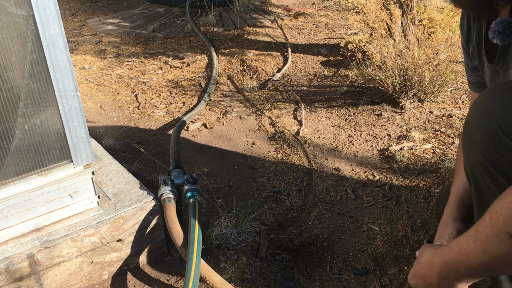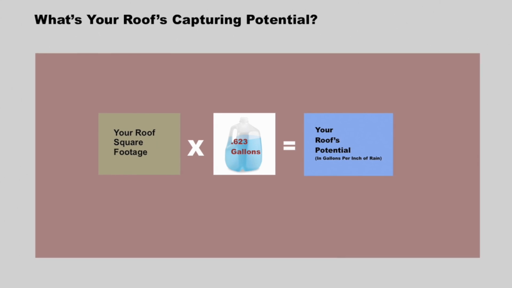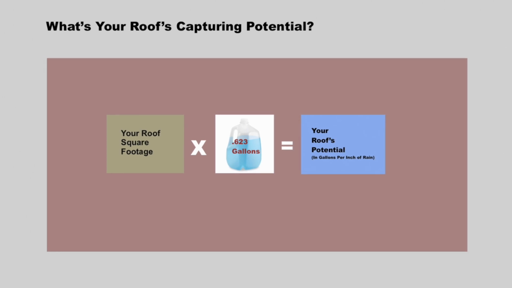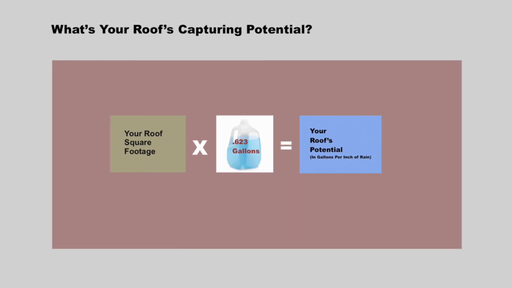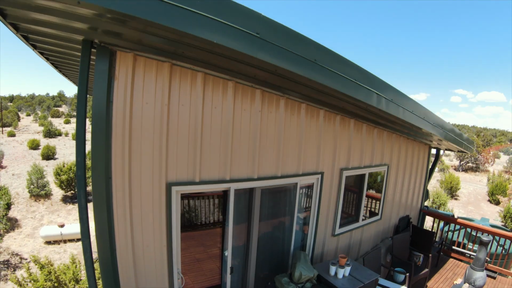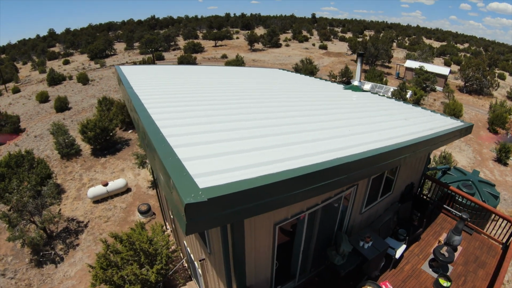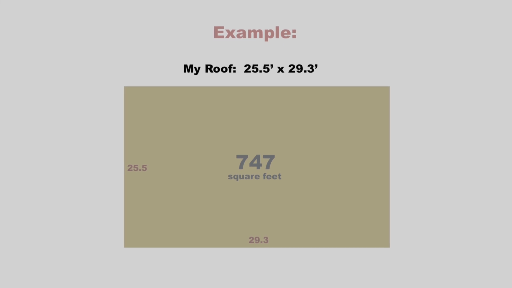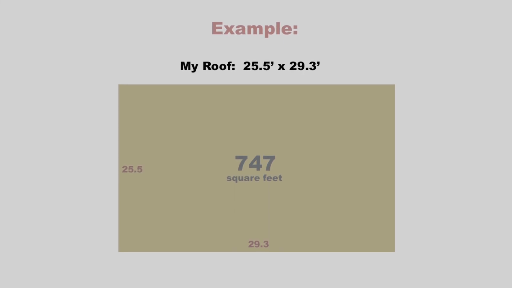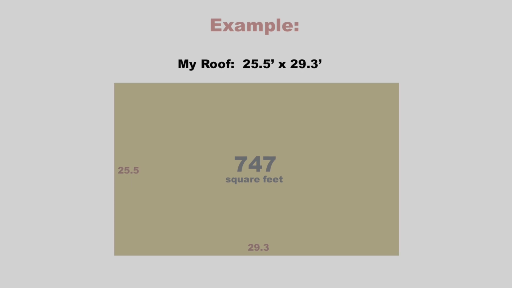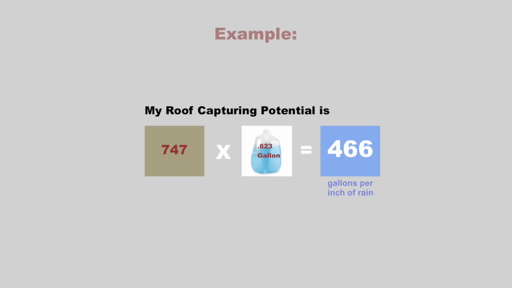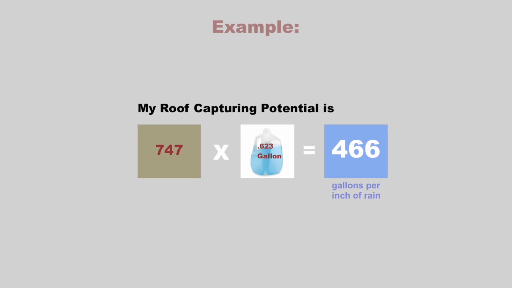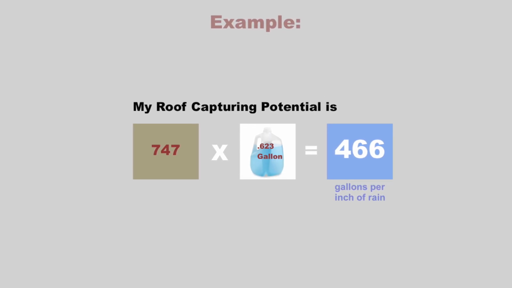And once you know your roof square footage, you can multiply it times that 0.623 magic number, and you'll get just how many gallons an inch of rain will produce on your roof. So if I use my own roof as an example, you can see that my roof is 25.5 by 29.3, and that gives me 747 square feet. And if I plug that square footage into my capturing potential equation, I get 466 gallons for every inch of rain.